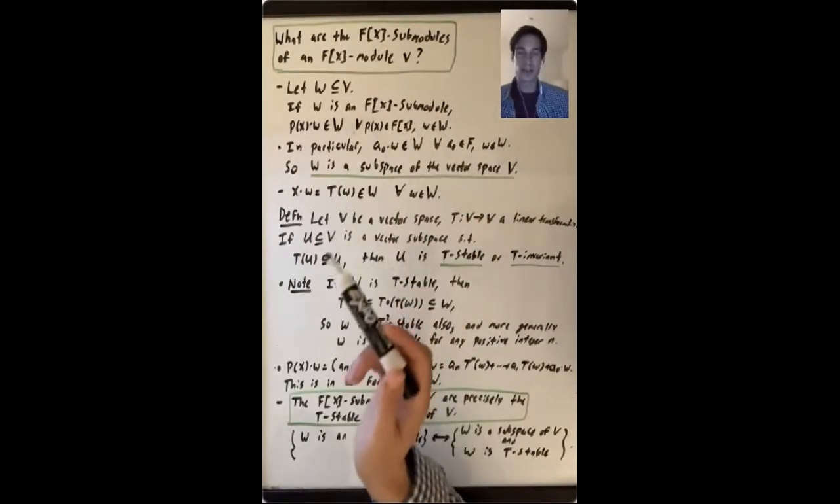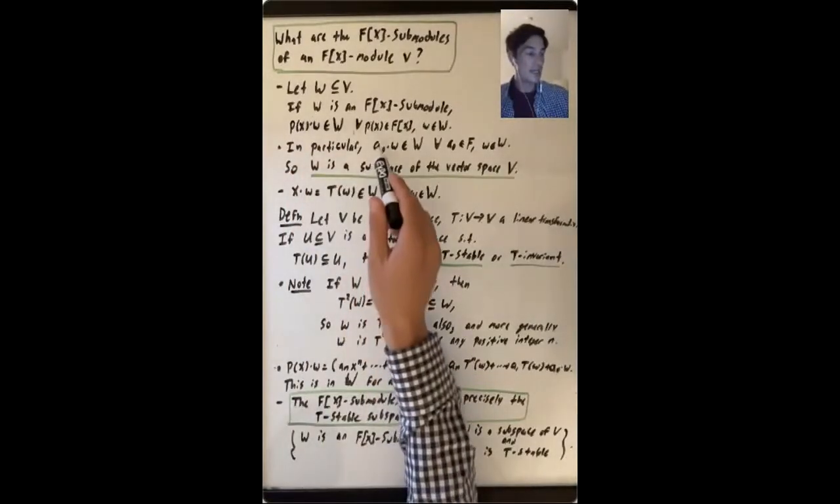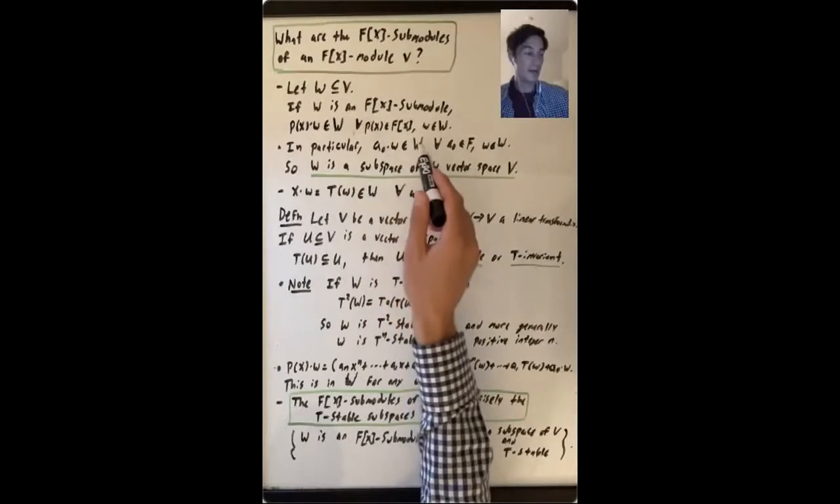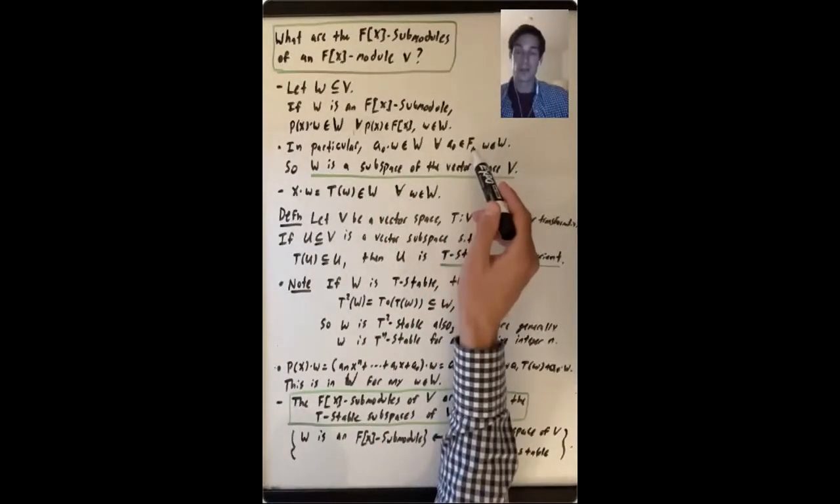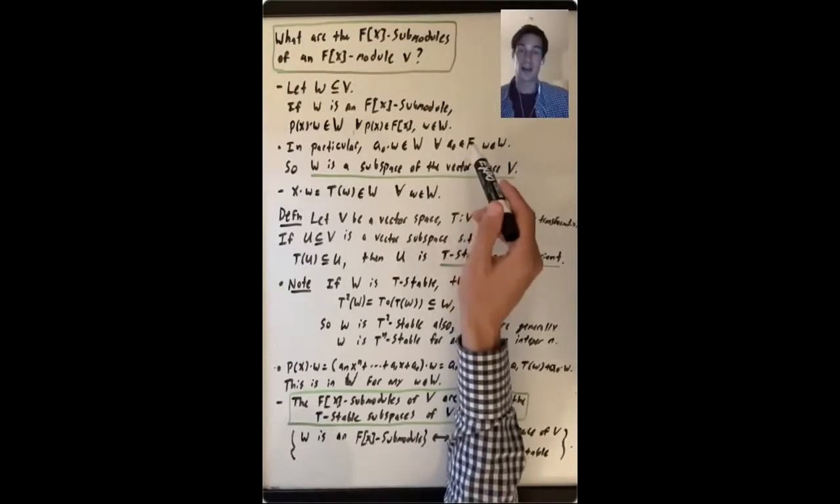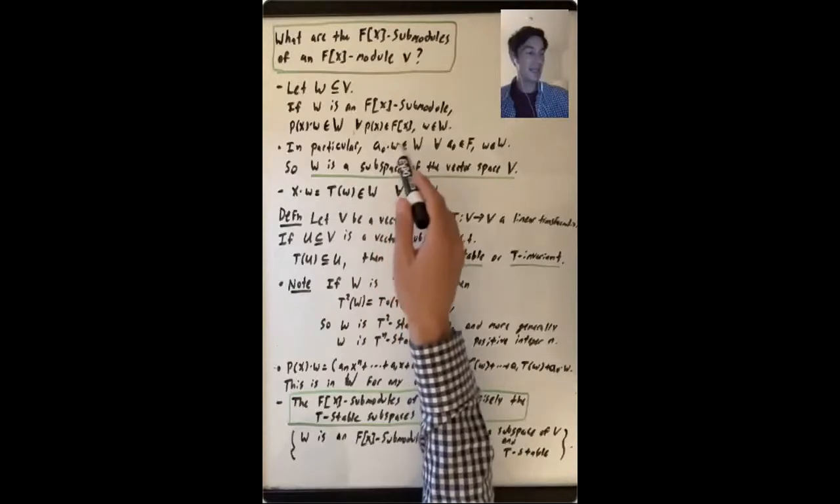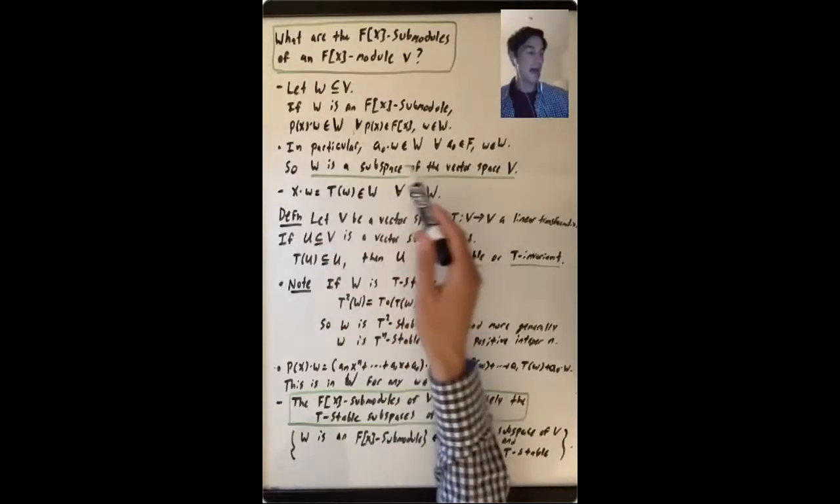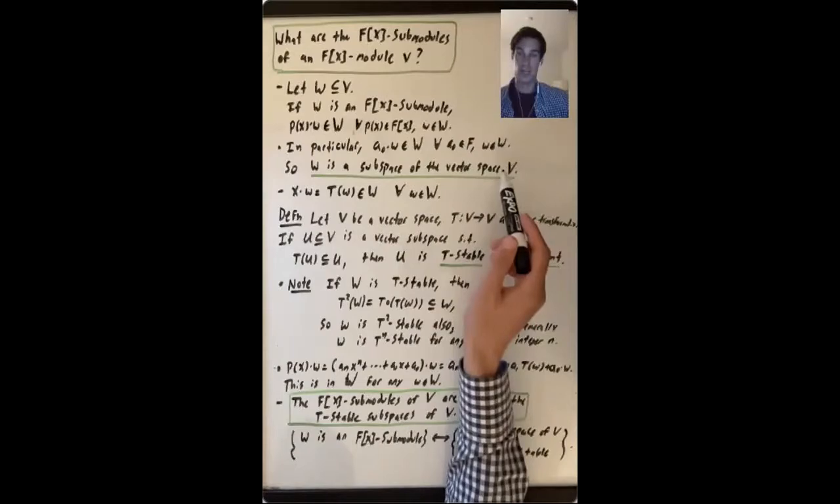So in particular, if this is true for all polynomials, it's certainly true for the polynomials of degree 0. So a0 dot w lands back in this subset W for all a0, polynomials of degree 0 in F[x], which you can think of as elements of F. So what does that mean? That means that W has to be a subspace of the vector space V.